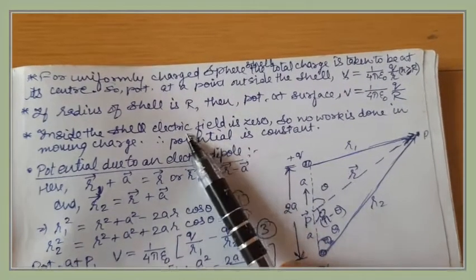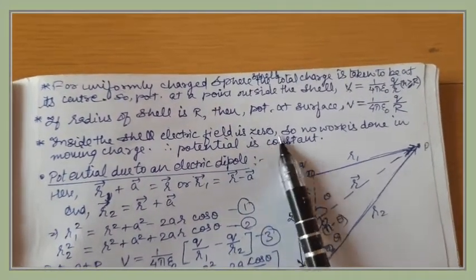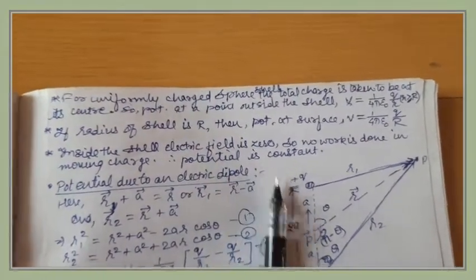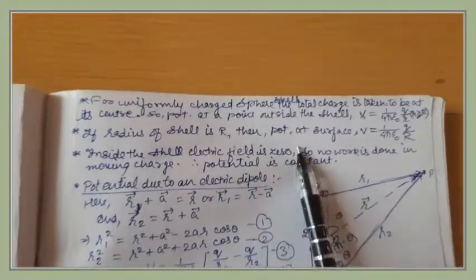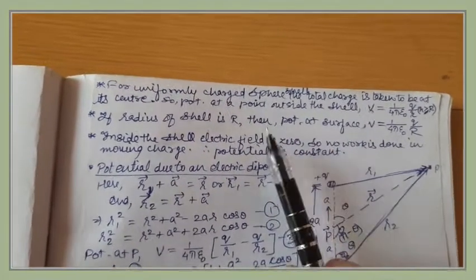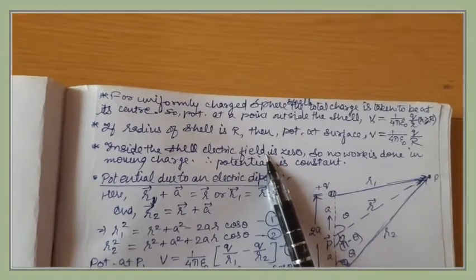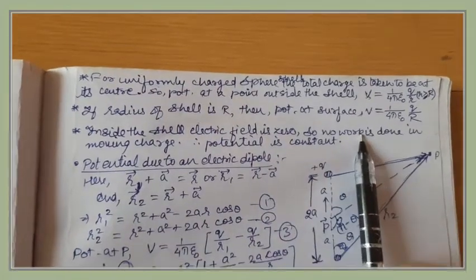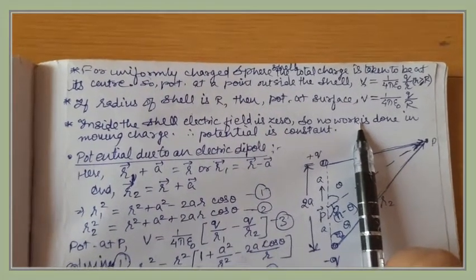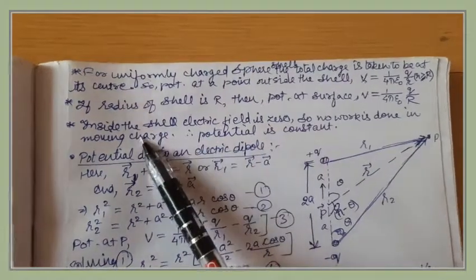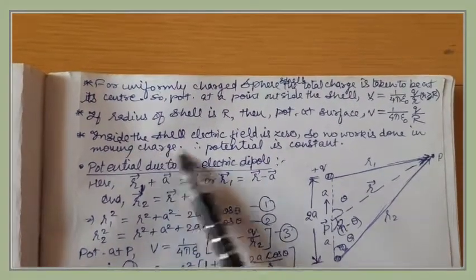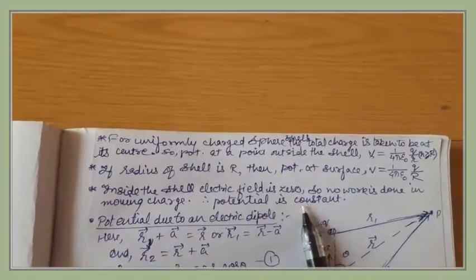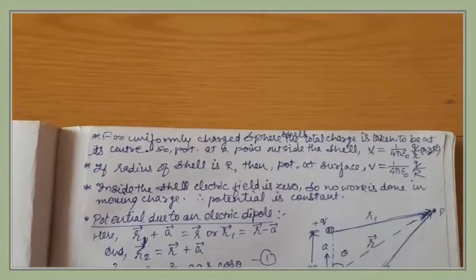And inside the shell, the electric field is 0, so no work is done in moving a charge. So the potential is constant, because no work is done because of the absence of electric field inside the shell, which we have studied in the application of Gauss law, that inside a spherical shell, the electric field is 0. That means even if you move a charge inside it, you don't have to do work, because there is no electric field to repel it. That means the potential at each point is constant. That's why there is no potential difference between any two points.